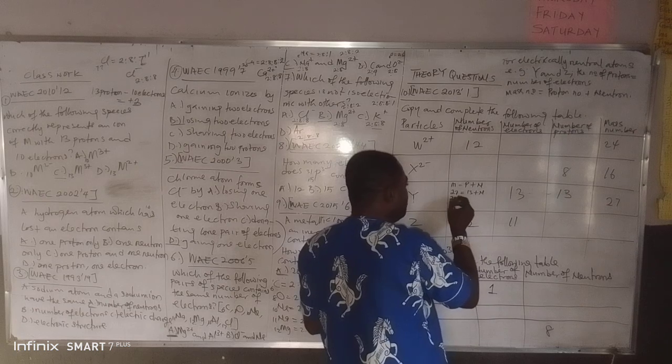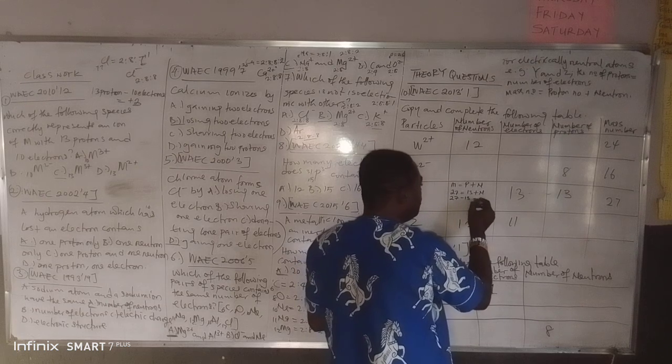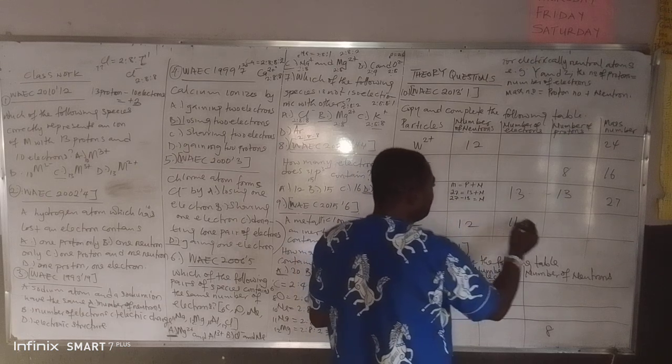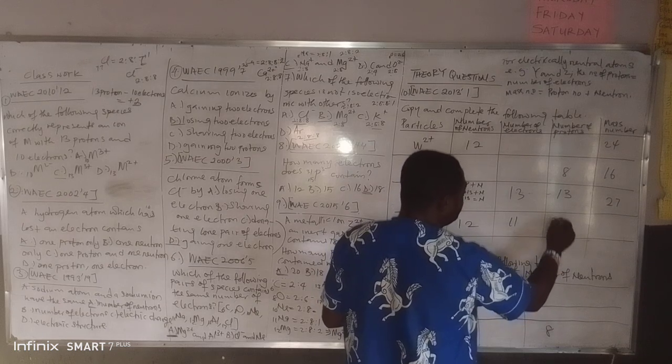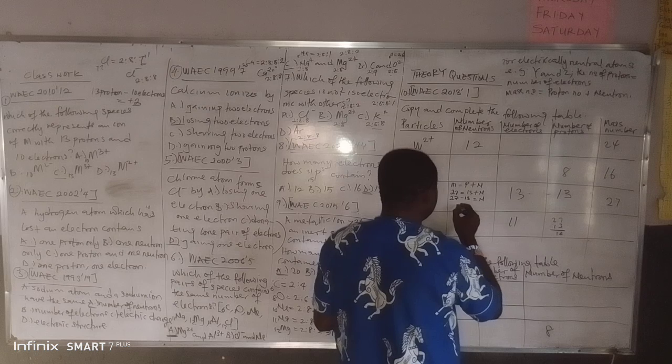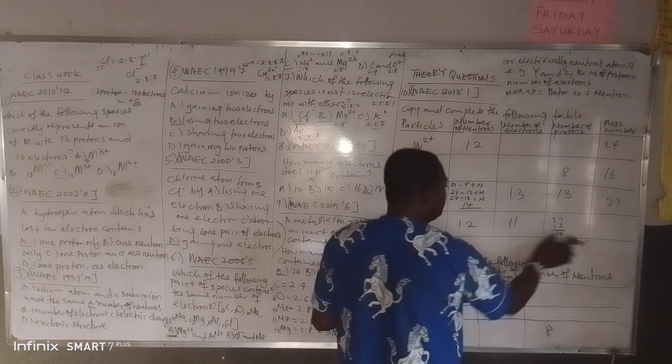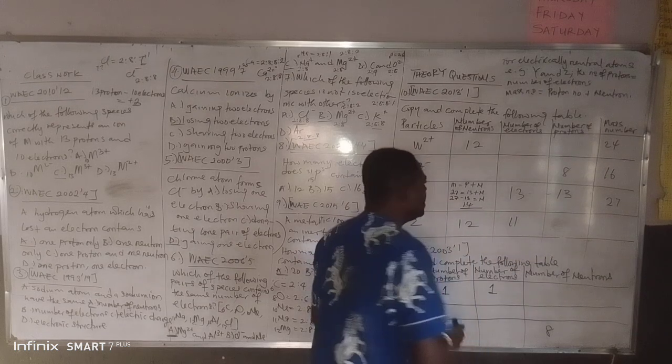Take this one to this side. You have 27 minus 13. So you have your neutron number. If I have 27, 13, take 3 away, I have 4 here, take 1 away, that's 14. So what they are expecting you to put here is 14. So that is that.